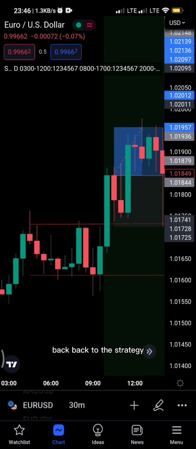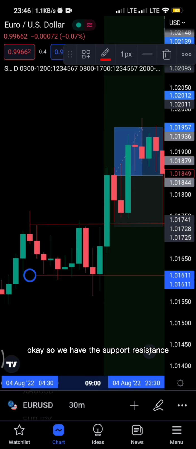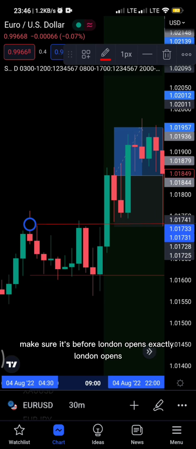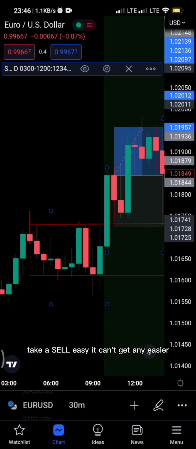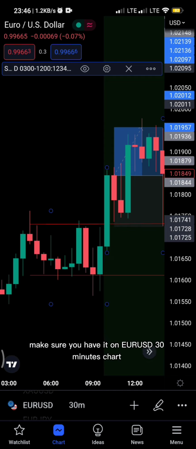Back to the strategy. Okay, so we have the support, resistance. Make sure it's before London opens. Exactly when London opens, check the candles. If it closes above, take a buy. Closes below, take a sell. Easy. It can't get any easier. Make sure you have it on your Euro USD 30 minutes chart.